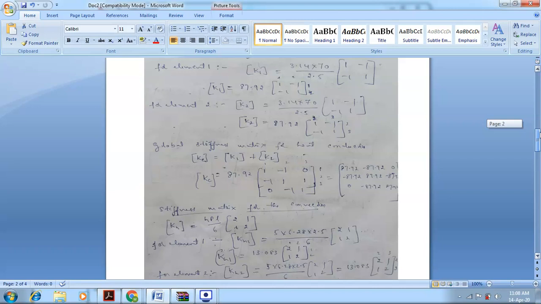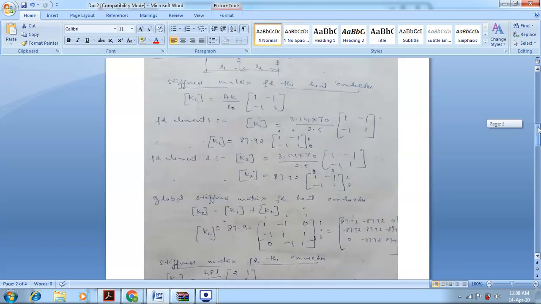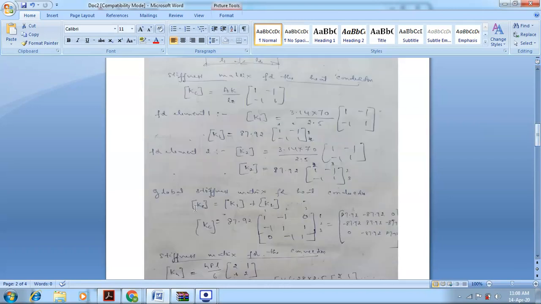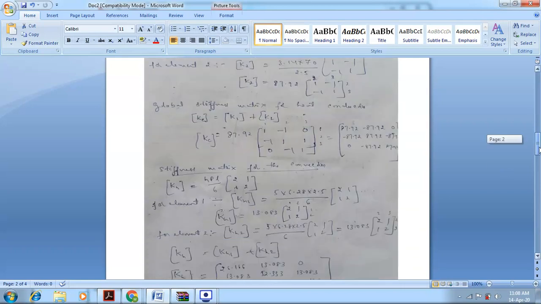Now we find the global stiffness matrix for heat conduction only. So Kc is nothing but the adding up of K1 and K2. K1 is for nodes 1 and 2, K2 is for nodes 2 and 3. You know how to find the global matrix. So add up K1 and K2 for nodes 1, 2, 3. So this is the Kc value I am going to get, the global stiffness matrix for heat conduction.